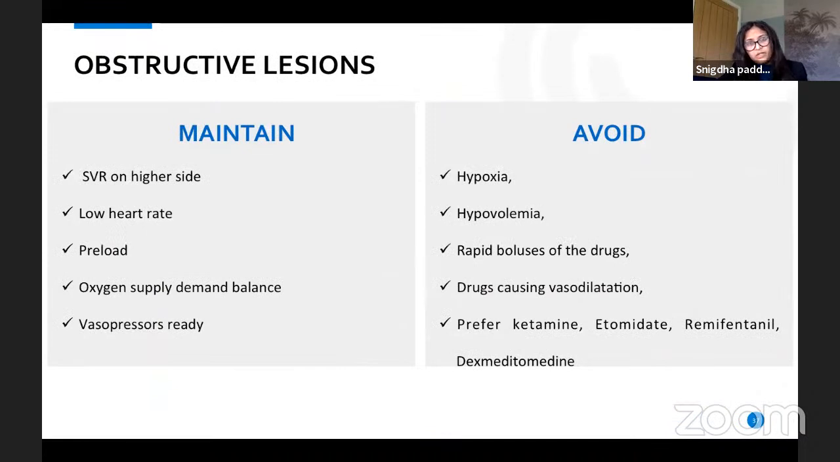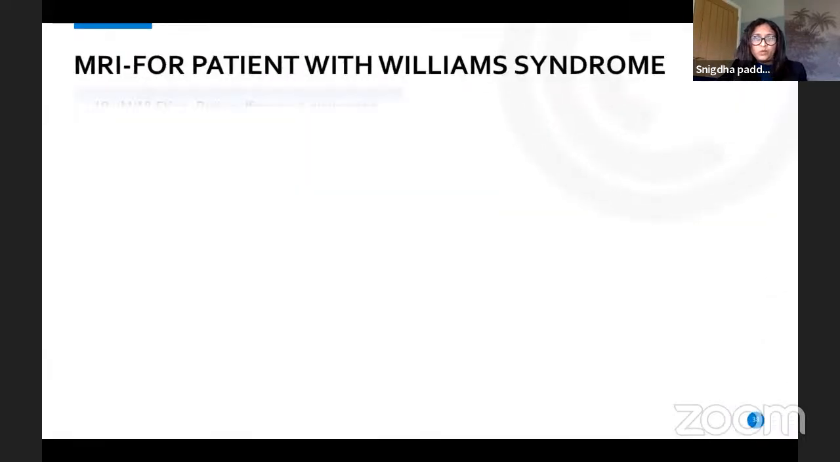So if we know the specific lesions and we know how these lesions are going to respond to our anesthetic agents, we can be prepared to counter all those effects. In obstructive lesions, try to maintain SVR on a higher side, low heart rate, maintain the preload, maintain oxygen supply demand balance of the myocardium, keep your vasopressors ready, and avoid hypoxia, hypovolemia, rapid boluses of the drugs, and drugs causing vasodilatation. I prefer using ketamine, etomidate, remifentanil, and dexmedetomidine in these patients, but for this patient, we didn't have an IV access, and that's why we had to resort to sevoflurane.